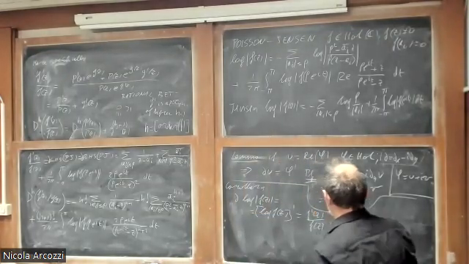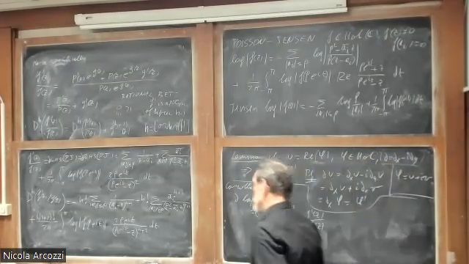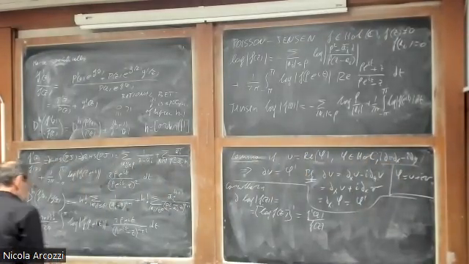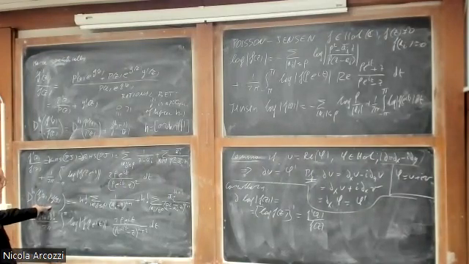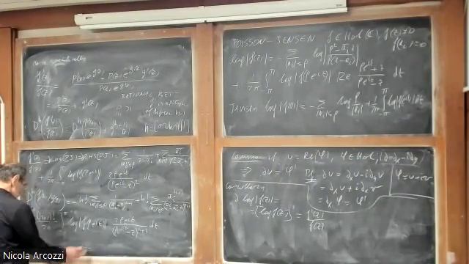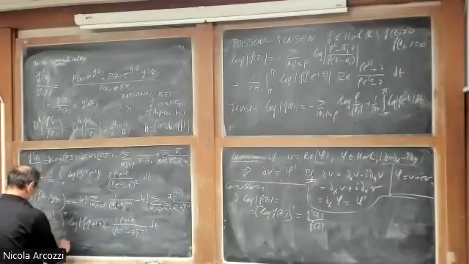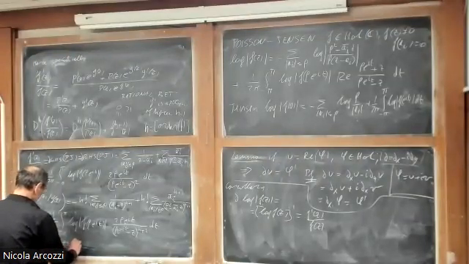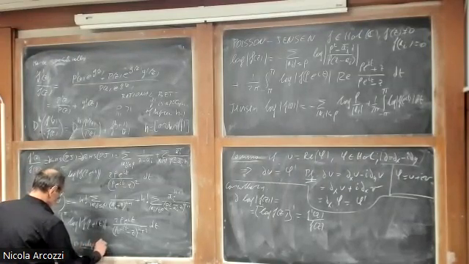Okay, so the idea is that in this formula here, the left hand side is independent of rho. I mean, that's basically the idea: the left hand side is independent of rho.